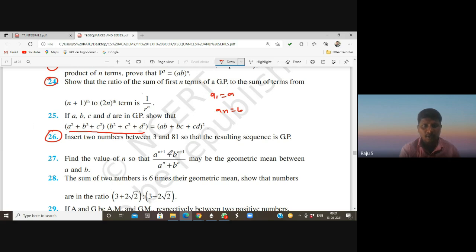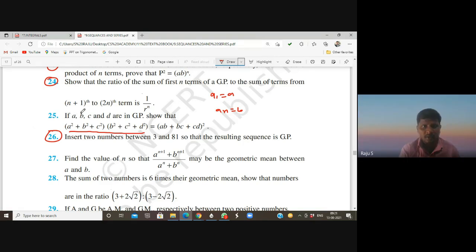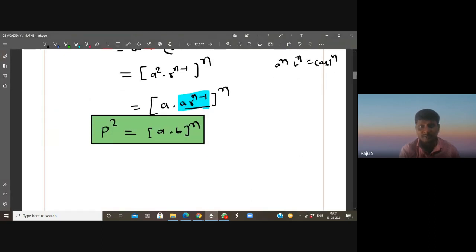Okay, let's see here. We can take the values of a as A, b as A R square and so on. A, B, C, D are in GP. See, students, here we can write three equations. What are those three equations?